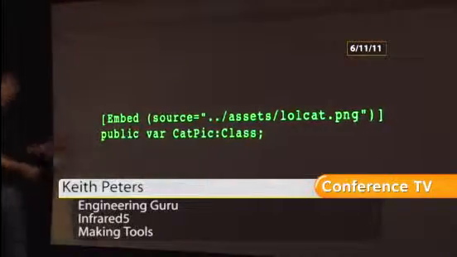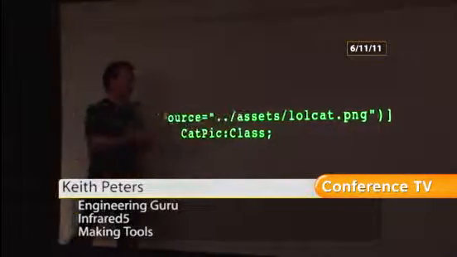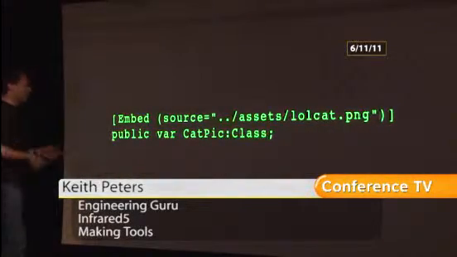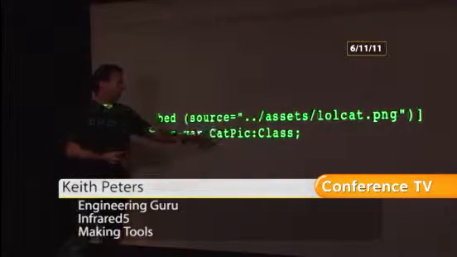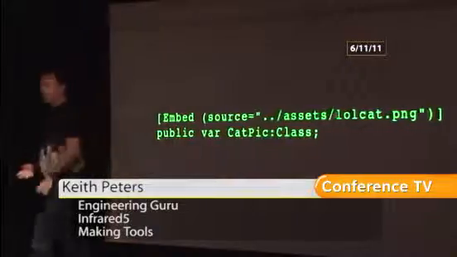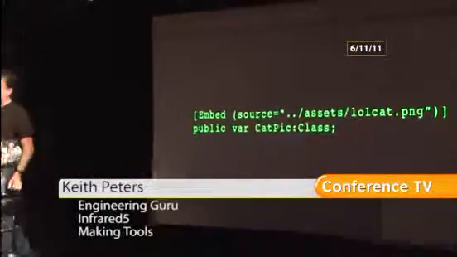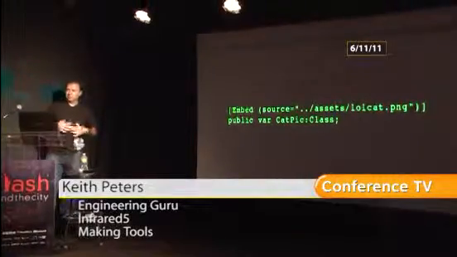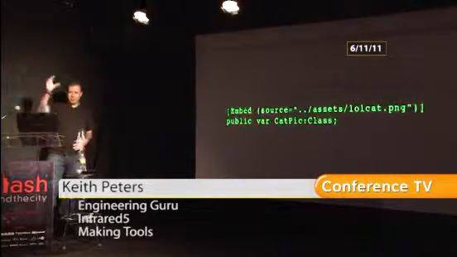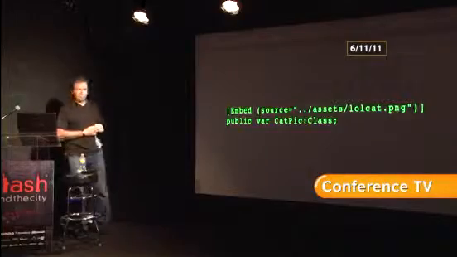You embed source and a path to an asset, usually a bitmap, and you write a public var with whatever name, which is a class, right? And then you can instantiate that class and have that bitmap of that PNG. So if you do that, you can put these embed statements all over your code, and it gets pretty messy.